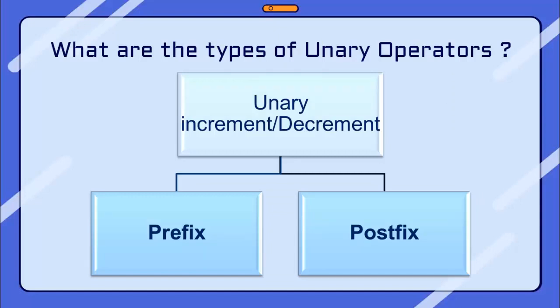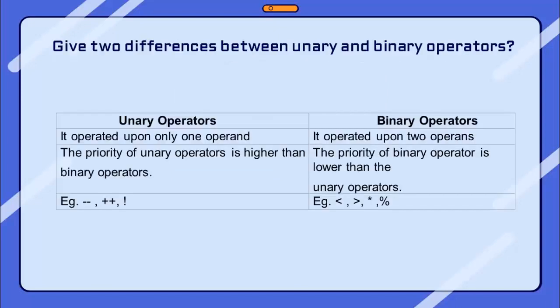Unary increment and unary decrement operators are the two types of unary operators, and unary increment and decrement have prefix and postfix forms. The difference between unary and binary is the operand: unary operates only on one operand, binary operates on two operands.